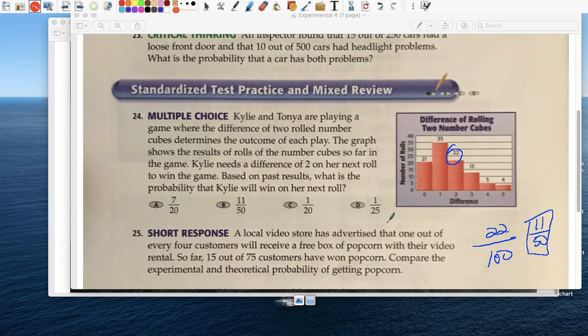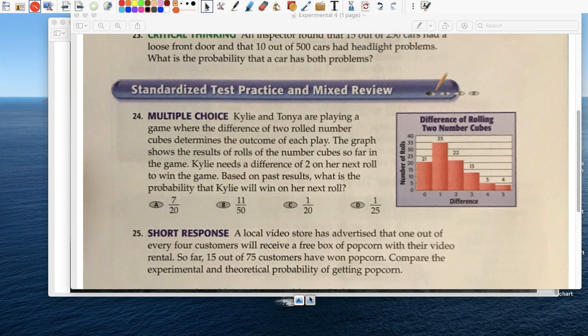So the probability that on her next throw, let's say she rolls a 5 and a 3, that's a difference of 2, or she rolls a 6 and a 4, that's a difference of 2. So what's the probability that on her next roll of the dice the difference of both numbers is 2? Well, there's an 11 out of 50 chance of that happening, because it could be 5 and 3, 6 and 4, 4 and 2, or 3 and 1. That's it. So the answer would be B.